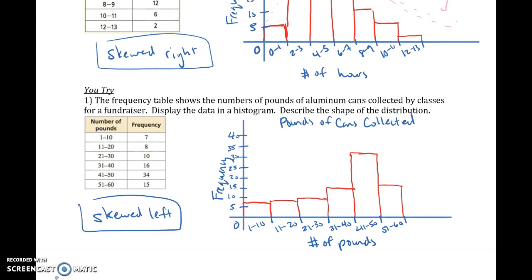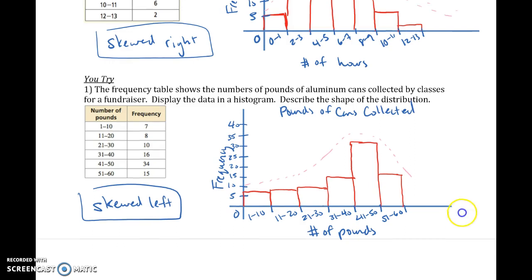So hopefully yours looks something like mine, and you should have a distribution that is skewed left because you see how it has this big tail on the left. So most of the numbers are found on the right. And again, when you do this in your assignments, we'll use graph paper so your graphs won't look so much like sketches, so we can have a more accurate representation of numbers.